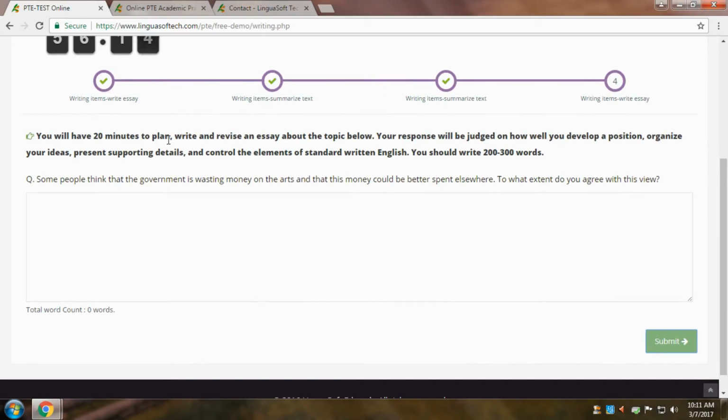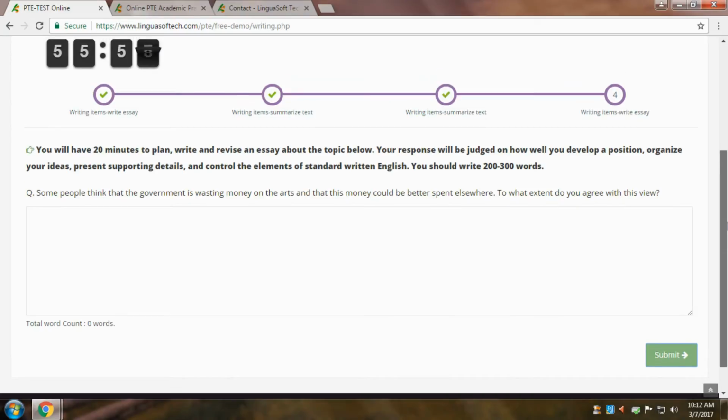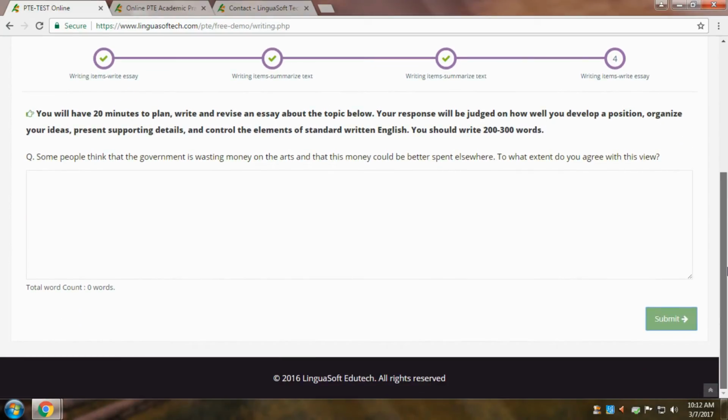In 20 minutes only, you need to plan, you need to type, and you need to proofread your answer. So time management again is very important when it comes to the PTE writing part 2. So I think you should spend 5 minutes in order to plan or draft whatever you have to write in your essay. Another 10 minutes you should spend on typing your essay, and last 5 minutes you should give for the proofreading.